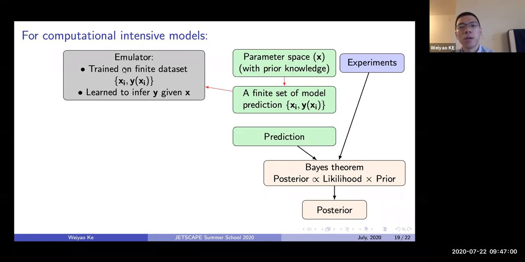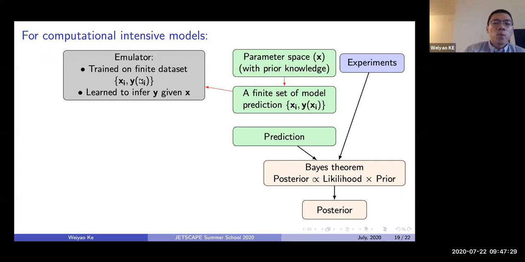So it's trained on some finite knowledge on how the model behaves, and it tries to learn how to infer y given an arbitrary point in the parameter space. We will see how it works in the example. So this reduces the need to evaluate the full model over and over again to just evaluating at a finite set of input points.